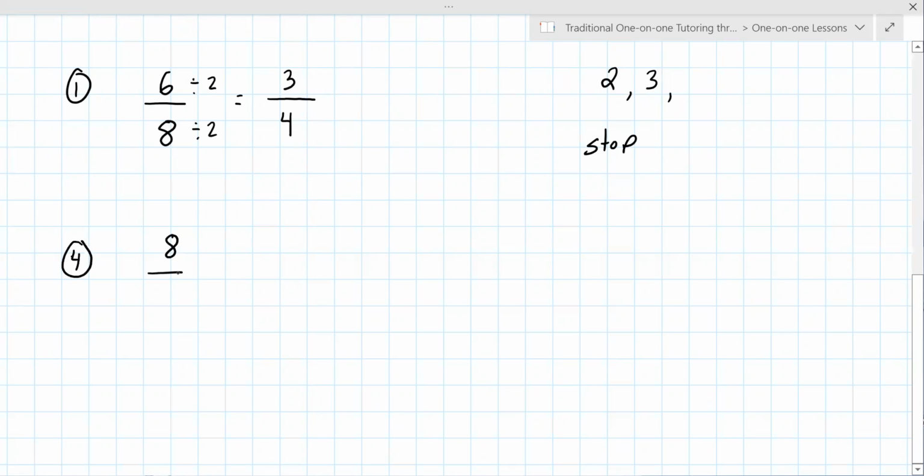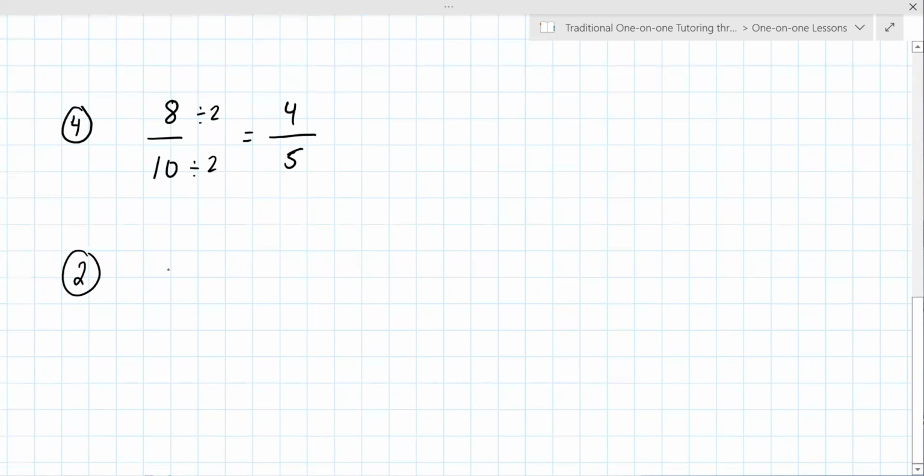Number 4 says 8 divided by 10. You always start with 2. Just ask yourself, is 8 divisible by 2? Yeah. Would it stop there? Yeah, 4 over 5. You stop when you get a prime number. And in this case, 5 is a prime number, so you know to stop. You might also just look at this and say, yeah, there's nothing else that works in there. Right. Let's look at number 2 now.